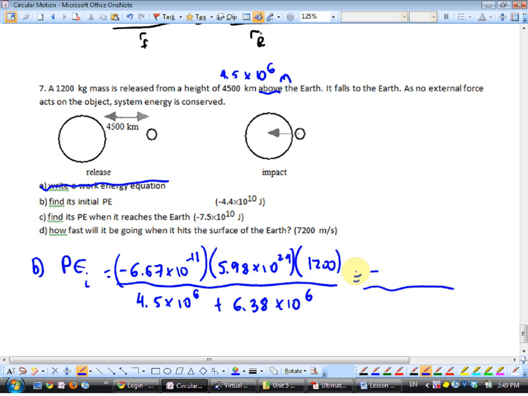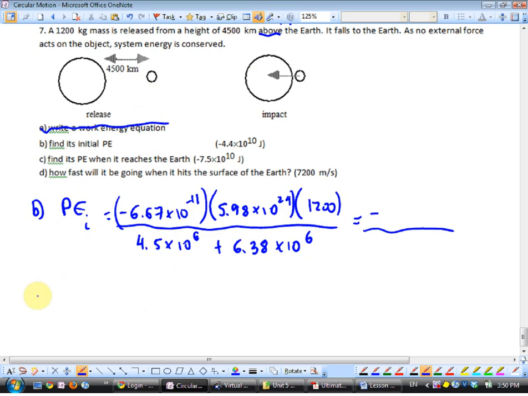What would its final potential energy be when it reaches the Earth? It would be this, but in the denominator, all I'd have was 6.38 times 10 to the 6th. Part D is kind of nice. How fast? Do we have a change in height? Are they also wanting speed? Conservation of energy. Potential energy initial plus kinetic energy initial equals potential energy final plus kinetic energy final. And I'm pretty sure it's starting out at rest because it's released from a height. But I don't think any of the other ones are zero.